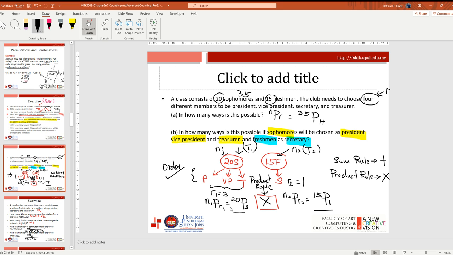If you choose this one, n is 20 sophomores, P(20,3), and then the product rule with n2 and r2: we have 15 freshmen, P(15,1), where r2 is 1. Because r1 is 3, we have 3 choices, and the freshman has only one choice, as the secretary. For the sum rule we go for plus, and for the product rule we go by multiplication. So this one is in order.